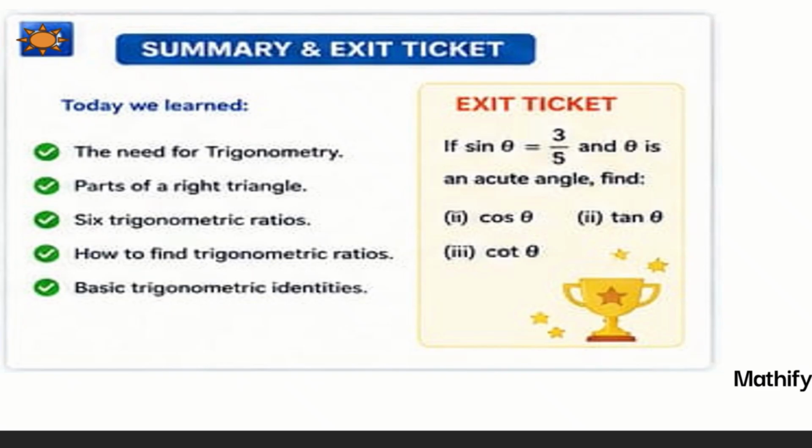So in summary, what we have learned today: the need for trigonometry, parts of a right angle triangle, 6 trigonometric ratios, how to find trigonometric ratios, and basic trigonometric identities.